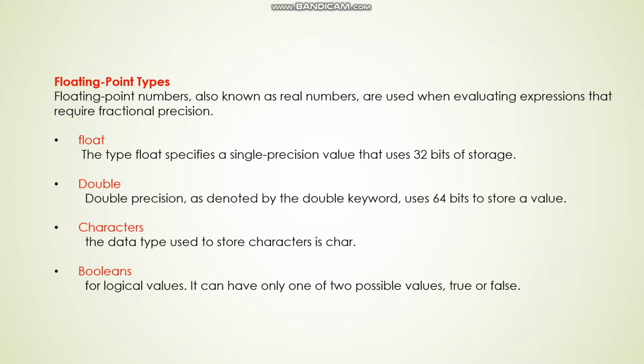And the last type is booleans. Booleans are basically for logical values where only two possible outcomes are possible. True and false. Just like conditional statements, either the outcome will be true or the outcome will be false.